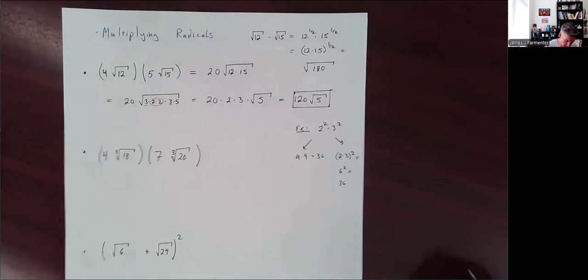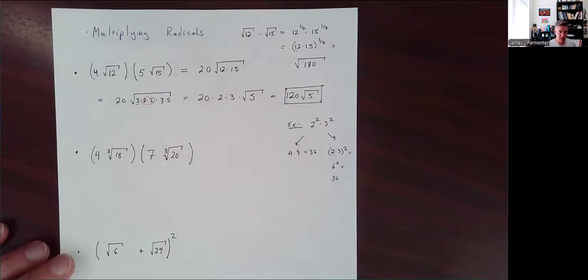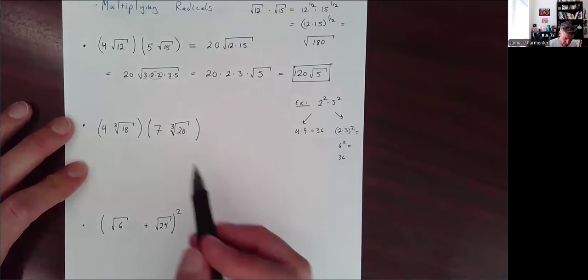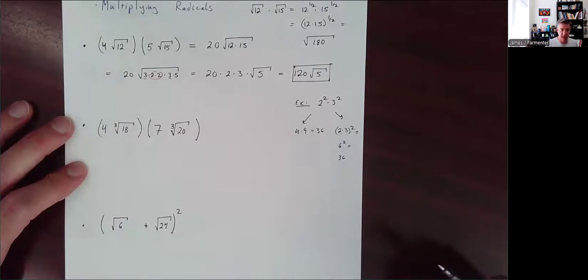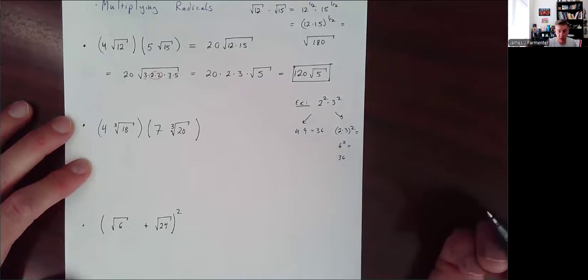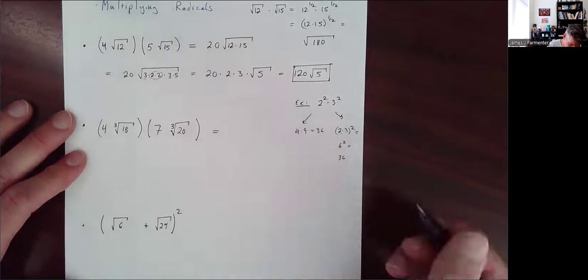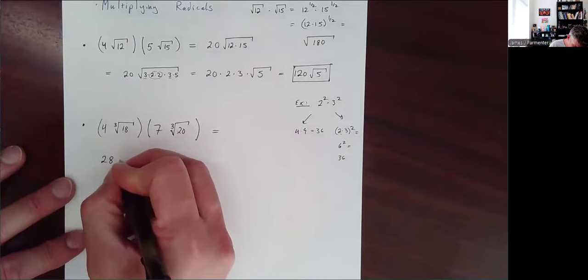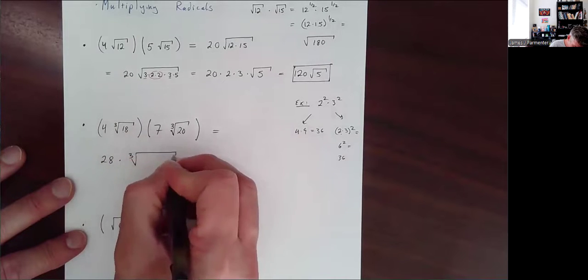Okay, another example of multiplying radicals. Again, you do have to have the same root because you have to have the same power, right? The cube root of 18 times the cube root of 20 is really the same as just 18 to the 1/3 times 20 to the 1/3. So let's write this as 4 times 7 times the cube root of 18 times 20.